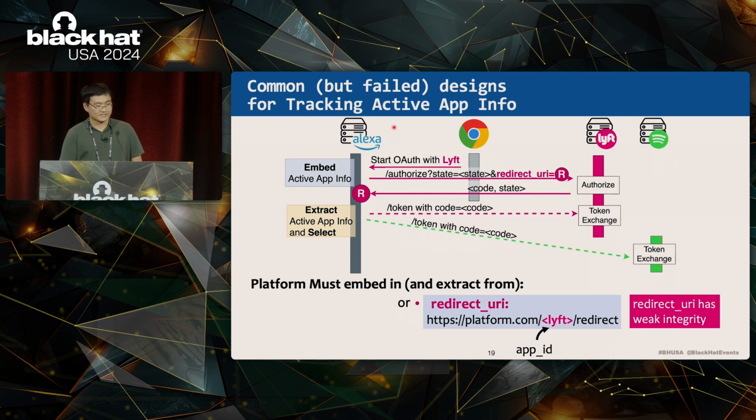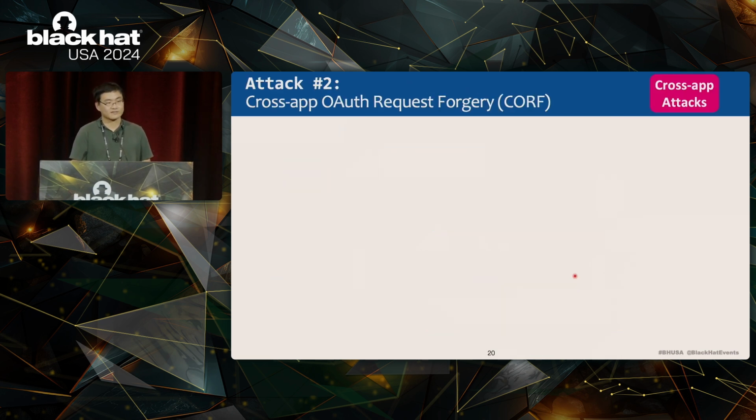So the second common design, as we've mentioned, is to track the active app through the redirect URI parameter, but this is flawed as well. The reason is that the redirect URI by itself has weak integrity, so it can be changed by the attacker, say from Lyft to Spotify. So based on this idea, we could launch a different attack that enables privacy leakage.